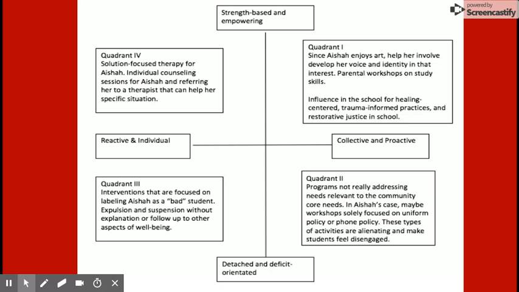As a school environment, the school can emphasize healing-centered practices, trauma-informed practices, and restorative justice programs in the school environment. And these would help policy changes in school that would effectively address students like Aisha and help her development in a social aspect as well.